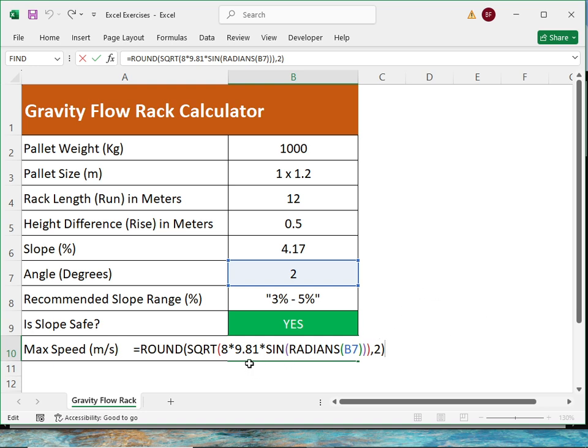This is too fast. Why? Because the angle should be 2 only. Then the speed of the pallet sliding along the gravity flow rack, because the pallet will be sitting on the rollers on top of the gravity flow rack, will be about 1 meter per second. That would be a good speed for the pallet to slide along the gravity flow rack.